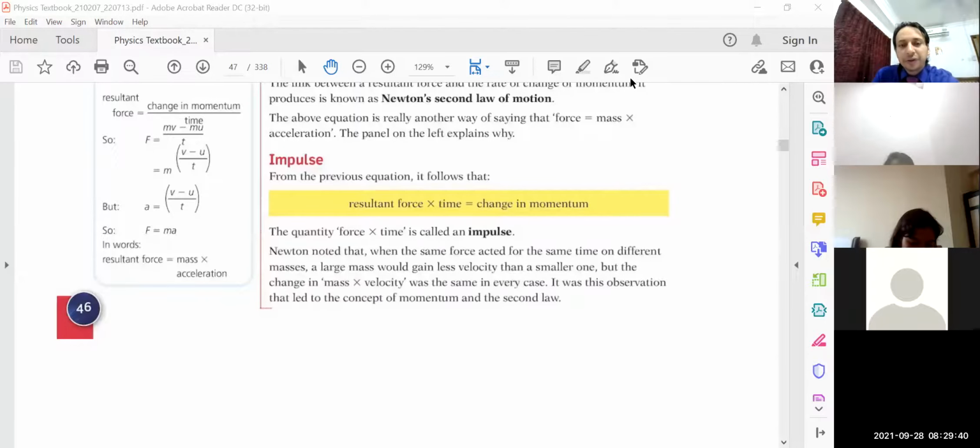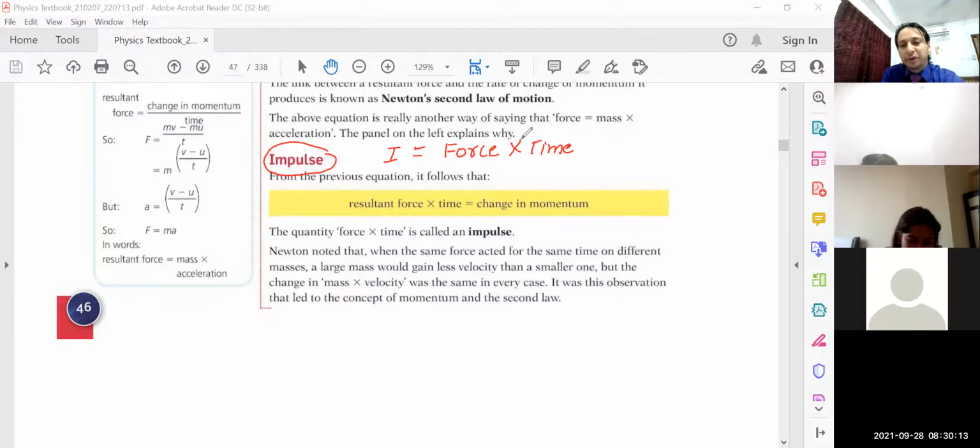Now children, please pay attention to our next topic, that is impulse. Here you can see this heading, impulse. For impulse, I can use the letter I, and this impulse is equal to force multiplied by time. It is the product of force multiplied by time.